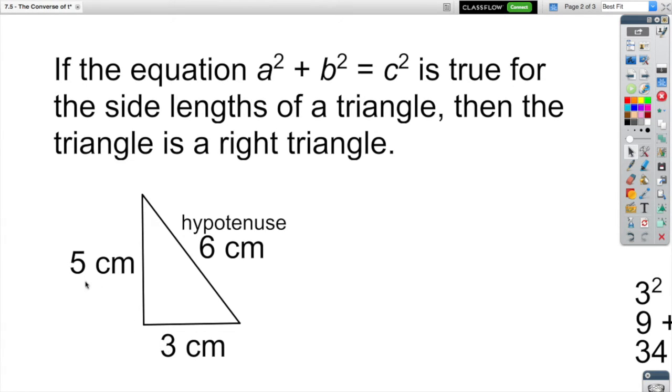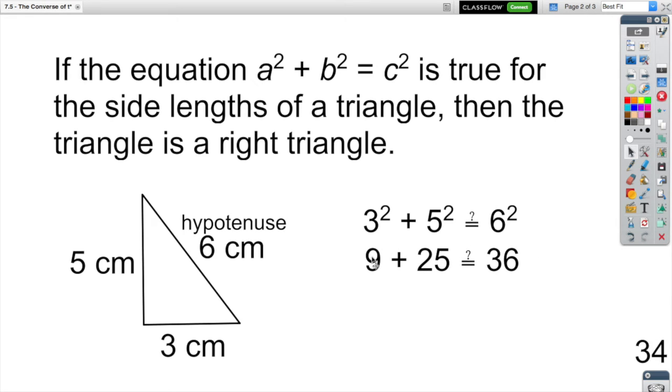And don't forget, when I put them in the formula, which one's A, which one's B, it doesn't matter. They're interchangeable. So I can just plug them in like this. 3 squared plus 5 squared, does it equal 6 squared? Well, if we do the math, 3 squared is 9, 5 squared is 25, 6 squared is 36, and if we add 9 plus 25, we get 34.